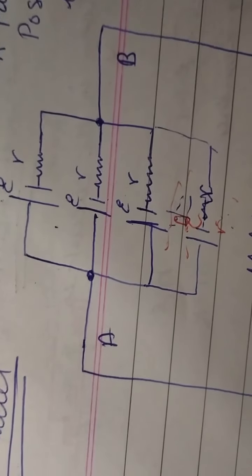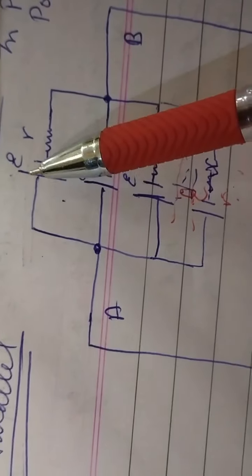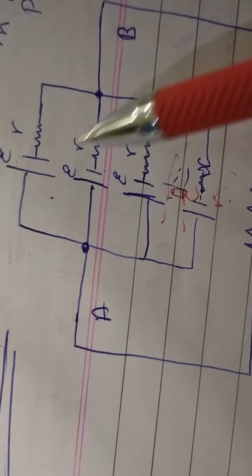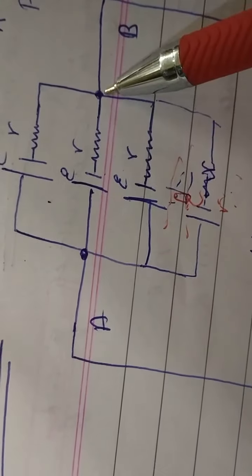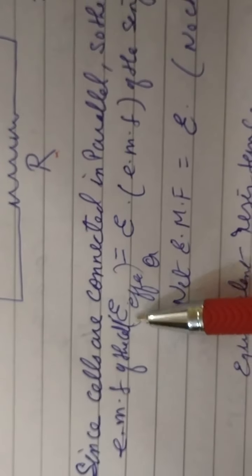Clear? In the series combination, net EMF will increase: if the charge moves from here it gets E energy, then it moves here, E energy, then here again E energy. So this E energy goes on adding up and becomes NE. But here the charges will move through any one path, so the energy remains the same. So since the cells are connected in parallel, the effective EMF of the cells will be equal to the EMF of a single cell.